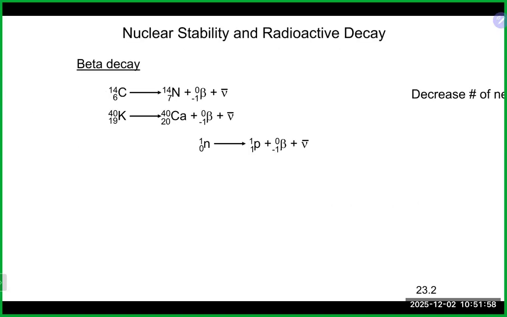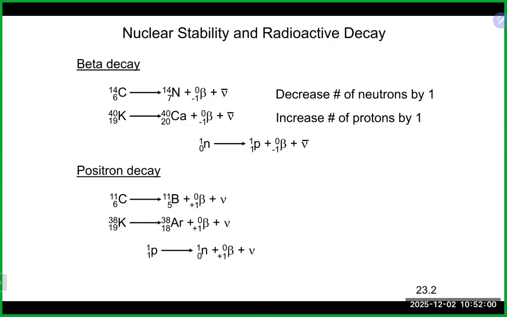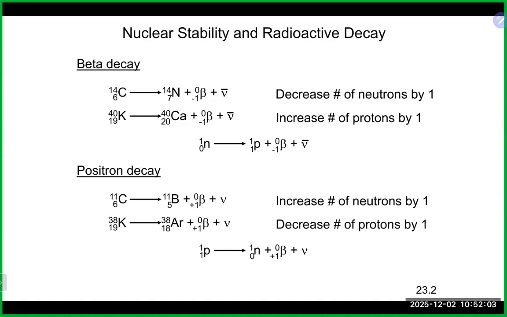So what's happening as we go through some of these decays? In a beta decay, we decrease the number of neutrons by 1 and increase the number of protons by 1. This is a neutrino, which you don't have to worry about. It has no mass or anything like that. We're not going to get too much into it. But what's essentially happening here is we're changing a neutron into a proton, and that is the difference that we see.